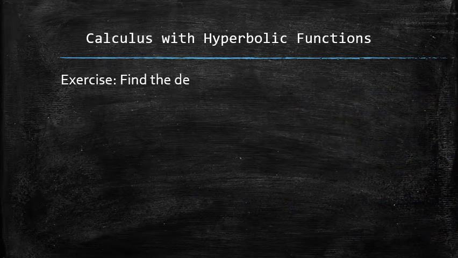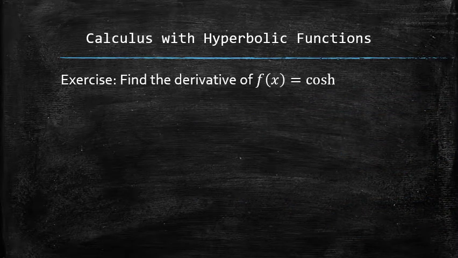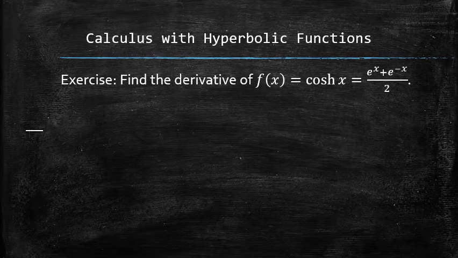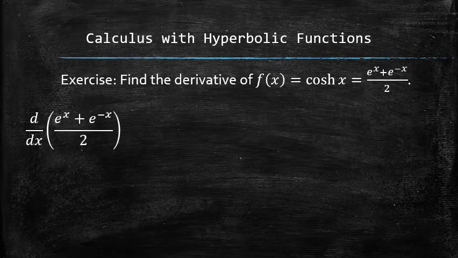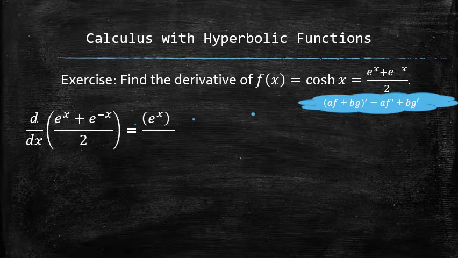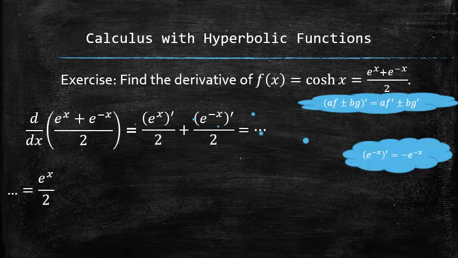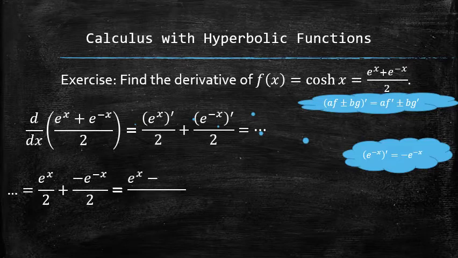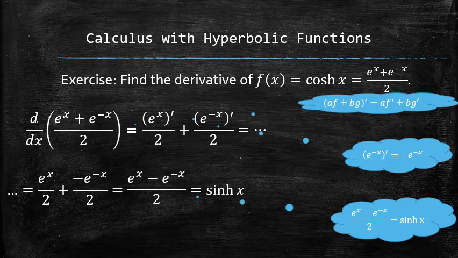Similarly, we can find the derivative of the hyperbolic cosine function by first applying the linearity rule and then differentiating each part separately and then recognizing the pattern. The derivative of the hyperbolic cosine function is the hyperbolic sine.